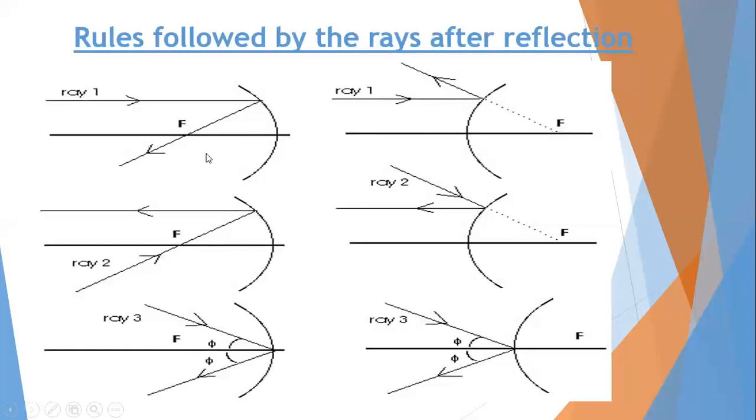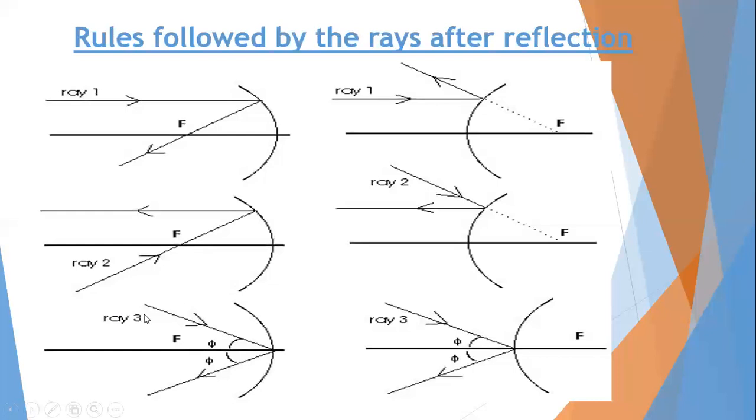In figure number 1, the first ray, parallel to the principal axis, after reflection passes through a point that is called the focus. That means the ray which is parallel to the principal axis, after reflection, passes through the focus. Another ray, which is the reverse of the first ray, is incident through the focus and after reflection becomes parallel to the principal axis.